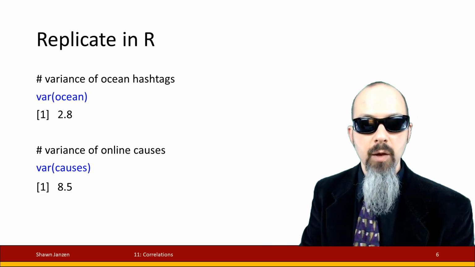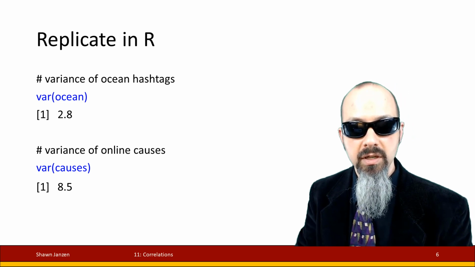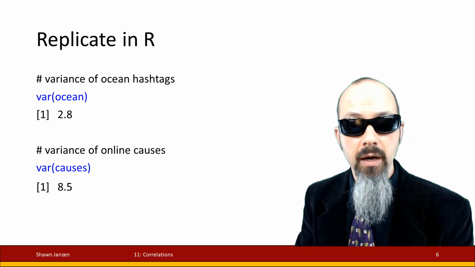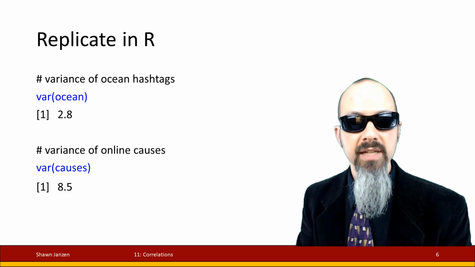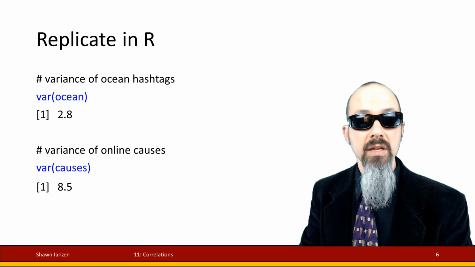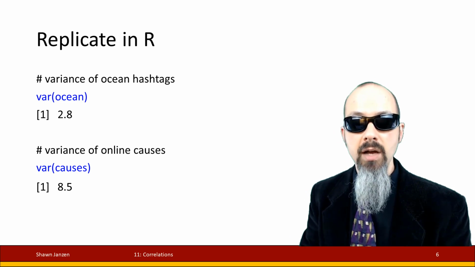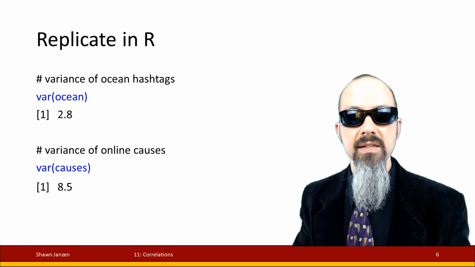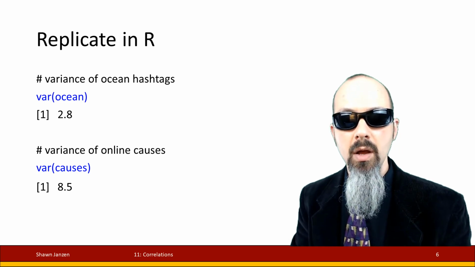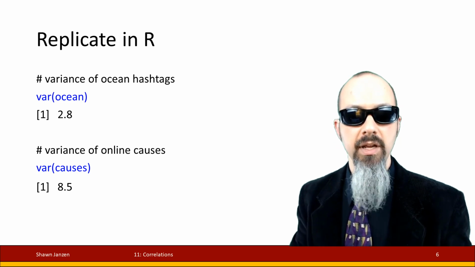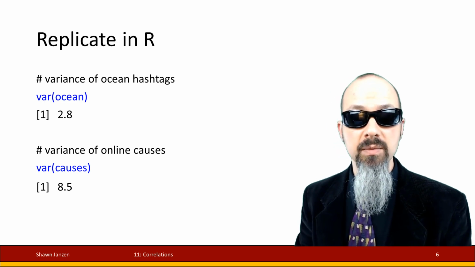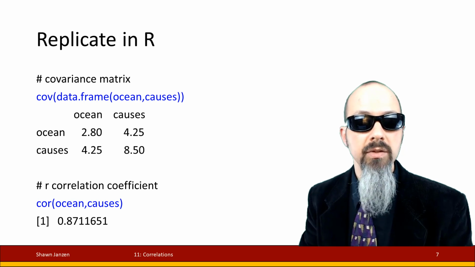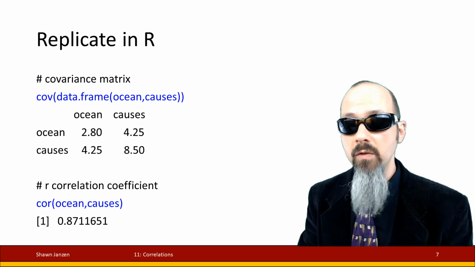So just to help illustrate, as we move into confirming the covariance, I'm going to start with variance here. The variance function is just var. We're doing one variable at a time, so the variance of ocean is 2.8. The variance of causes is 8.5. And remember, this is a measure that talks about the distances from their mean, squared overall. So how much spread is there, how much variation is there in the error of each data point from its mean. We can go ahead and change into the covariance mode by using a covariance function, cov.